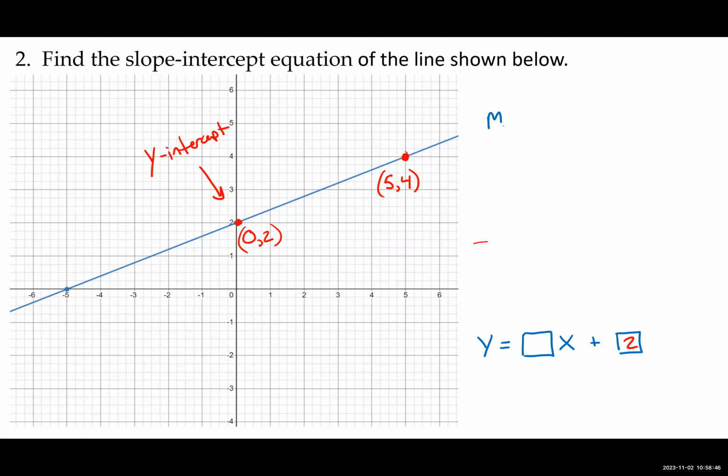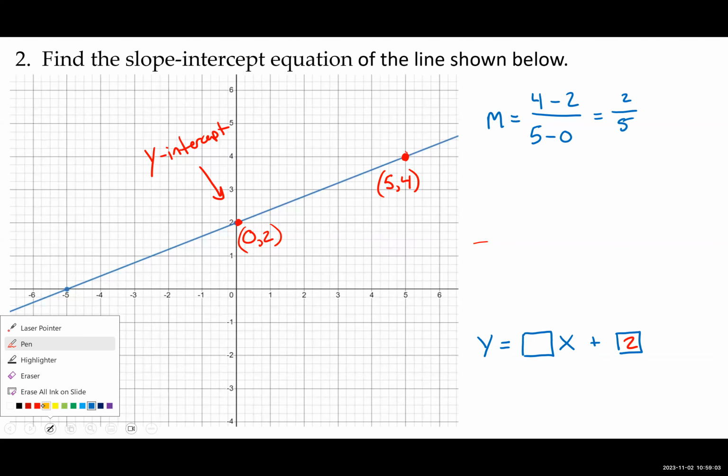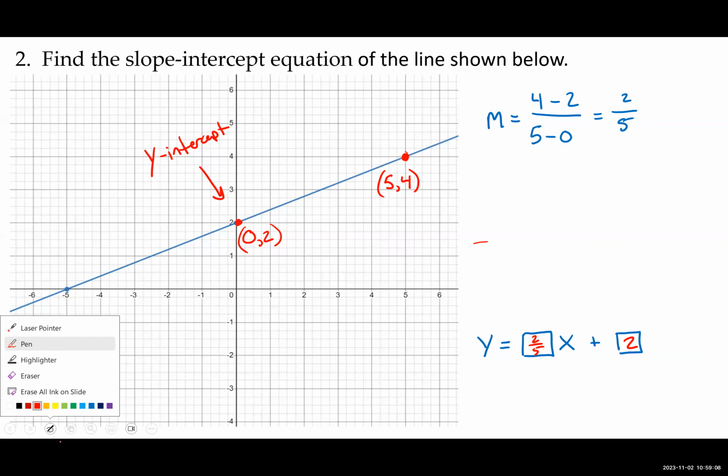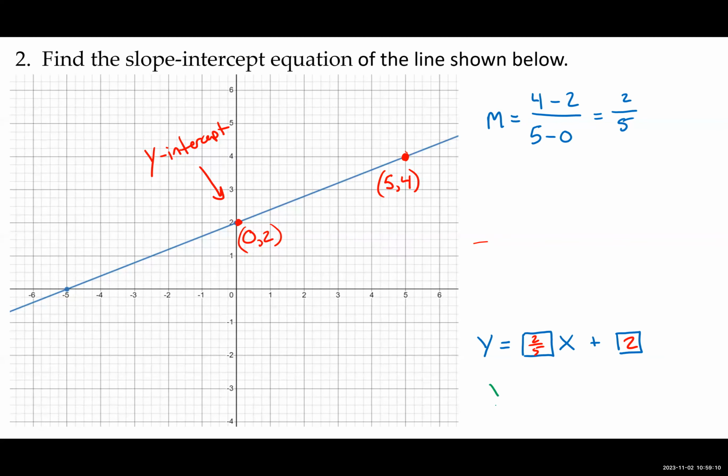So when we calculate our slope, m is equal to y value minus y value. I'm looking at those 2 points. 4 minus 2 are the y values, divided by x minus x. So that's 2 on top, 5 on the bottom. So there's our slope. Fill in the blank. That's the fraction 2/5. All right, so that does it. Our final answer, y equals 2/5 times x plus 2.